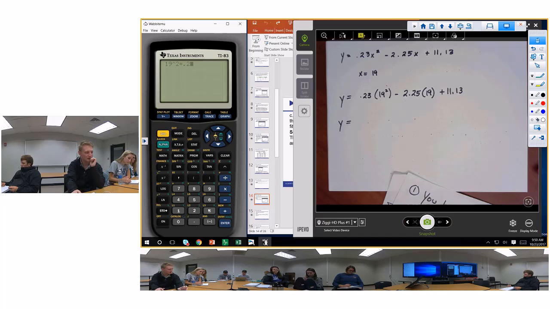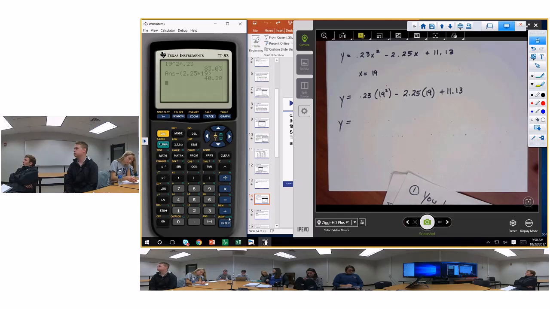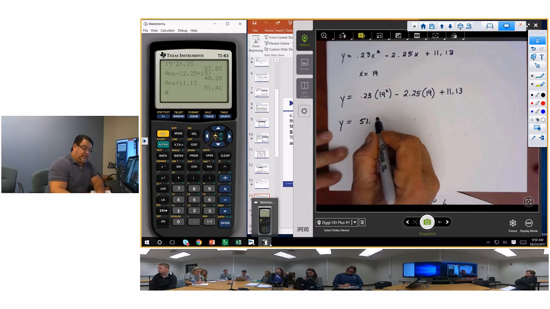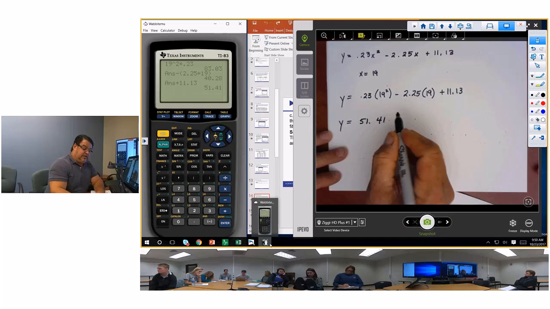0.23, minus parentheses 2.25 times 19, equals plus 11.13. Okay, did y'all get 51.41? Yes. So in 2019, this company is going to do 51.41 whatevers of whatever.